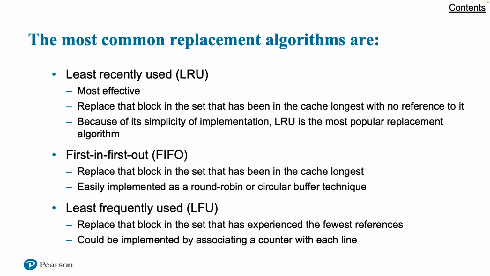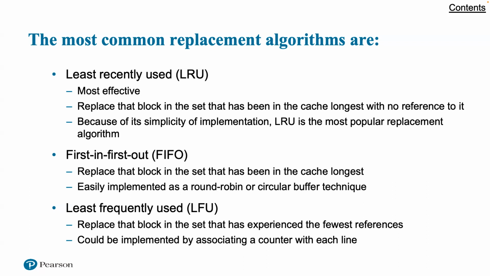Another possibility is first in, first out, FIFO. For this case, the algorithm is to replace that block in the set that has been in the cache the longest. FIFO is easily implemented as a round robin or circular buffer technique. Maybe you recall a circular buffer. Just as a hint, the modulo operator is one of the things that can be helpful for thinking about how you go about doing that. Still another possibility is least frequently used, LFU. The algorithm is to replace that block in the set that has experienced the fewest references. LFU could be implemented by associating a counter with each line.